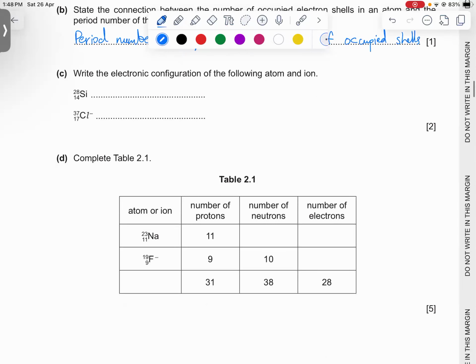Write the electronic configuration of the following atom and ion. So this is an atom, this is an ion. We have to write its electronic configuration. It has 14 protons, therefore it must have 14 electrons. So we write 2 and 8, that is 10, and then we write 4. So that is the electronic configuration of silicon.